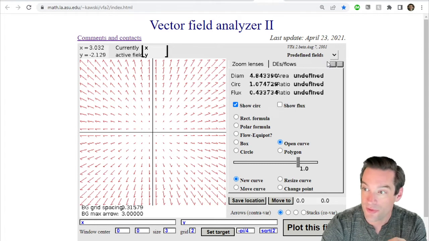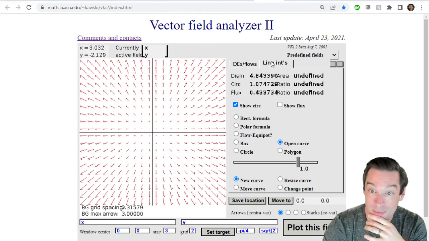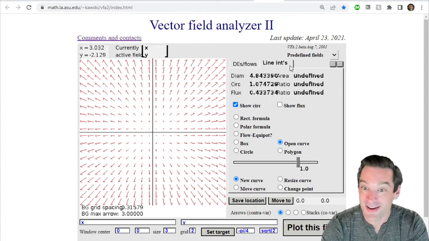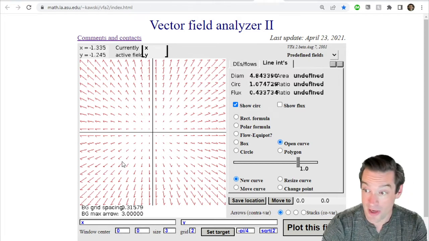So to use the vector field analyzer to study path integrals, you have to find a third tab in here. There are these little buttons that for me look blank, but I think they're supposed to be little arrow buttons. If you click the right one, it opens up the third tab possibility called line integrals over here. If we go into the line integrals tab, choose to show circulation, and then pick open curve, it lets me draw whatever curve I want on this vector field, and it will visualize for me the line integral along that curve.